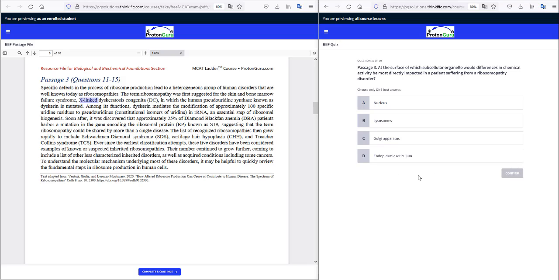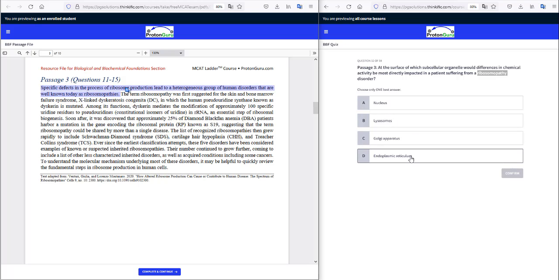All right, number 12. At the surface of which subcellular organelle would differences in chemical activity be most directly impacted in a patient suffering from a ribosomopathy disorder? And you may not know what that is ahead of time, but it is also listed in this passage. Specific defects in the process of ribosome production lead to a group of disorders known as ribosomopathies. All right, so it's something to do with ribosome production.